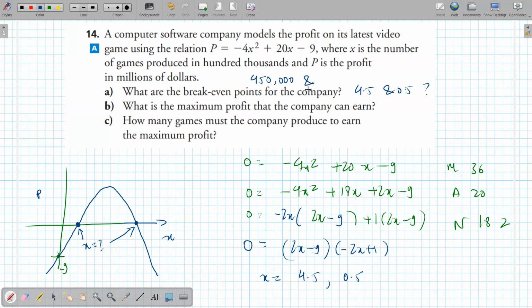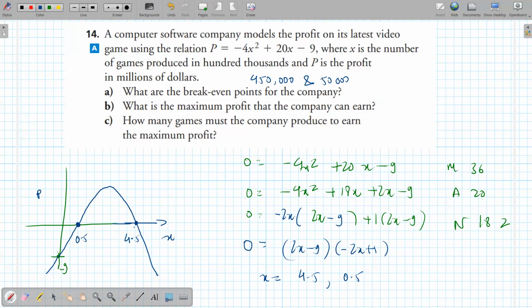And what's 0.5 times 100,000? It's 50,000. So if they were to sell 450,000 and 50,000 games, they would break even. But on our graph, the graph doesn't care about the 100,000. When you graph, this point is going to be 0.5 and that point is going to be 4.5. So that's the answer to part A, 450,000 and 50,000.